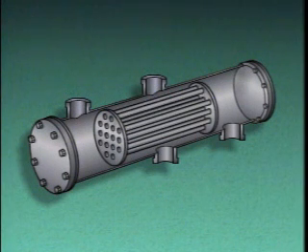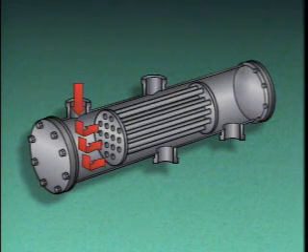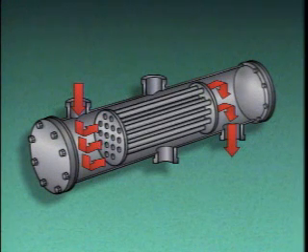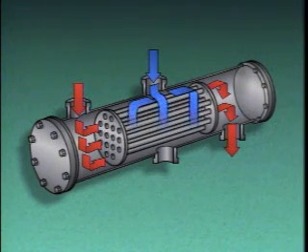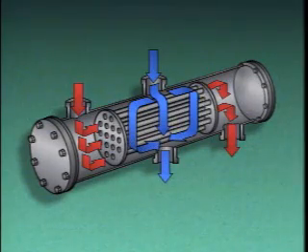With parallel flow heat exchangers, the temperature difference between the two fluids is greatest where the two fluids enter the heat exchanger, so the amount of heat transfer is greatest at this point. By the time the fluids are near the outlets, there is little or no temperature difference, so little or no heat is transferred.